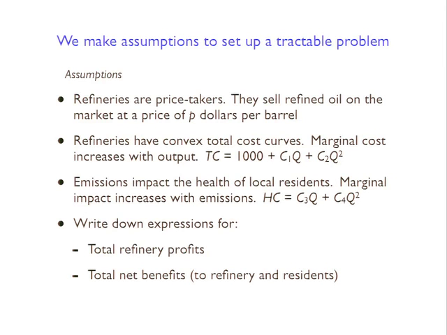Right. So if you wanted the net benefits as a function of Q, you have PQ minus 1,000. So you're subtracting both TC and HC, but you could also simplify a little bit by doing C1 plus C3 times Q, and then minus C2 plus C4 times Q squared. And so then in these expressions, which are your choice variables and which are your parameters?